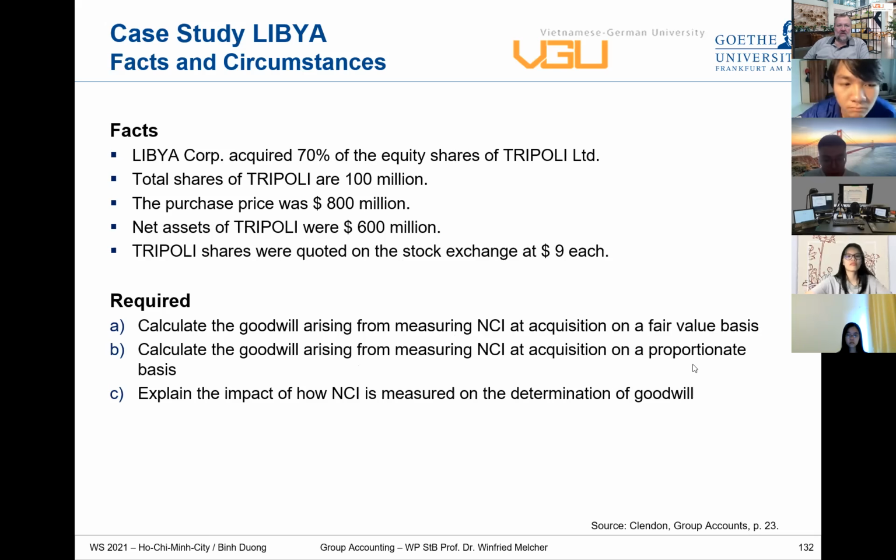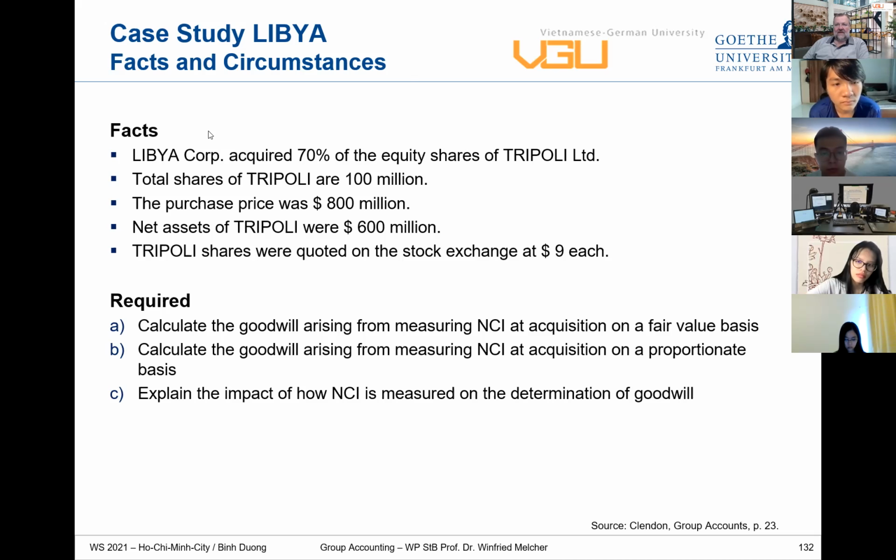So what you should do is calculate the goodwill from the investor's point of view using those two methods, and then explain the impact of how NCI is measured on the determination of goodwill. So does that have any influence on the goodwill?